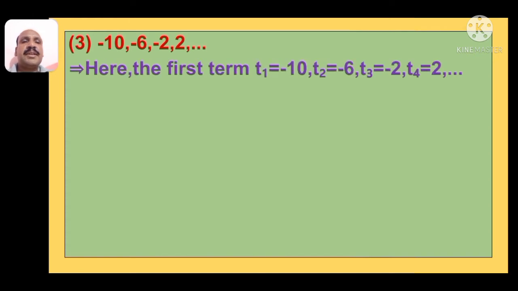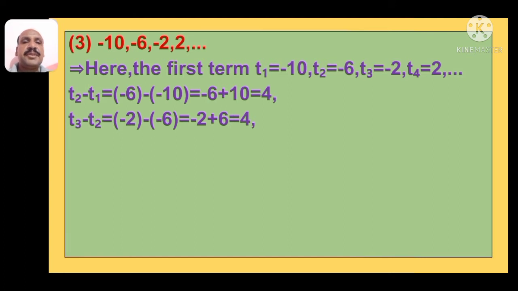Now third, here the sequence is minus 10, minus 6, minus 2, 2 and so on. Here the first term T1 is minus 10, T2 is minus 6, T3 is minus 2 and T4 is equal to 2 and so on. Now here we'll find the difference between two consecutive terms. T2 minus T1 is equal to minus 6 minus (minus 10), which is equal to minus 6 plus 10, which is equal to 4.